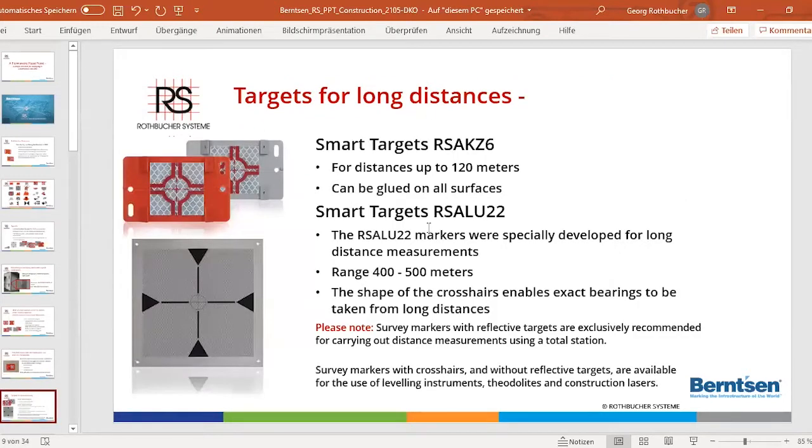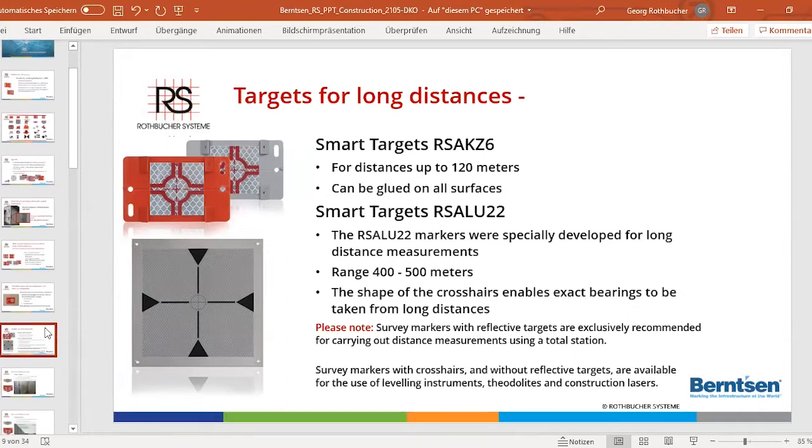So then we have other targets for longer distances. Because sometimes people, when they are at offset 0, don't want to switch to a prism, because they don't want to leave offset 0. That's why we also offer a target reflector in 20 centimeter size. That means you can use these targets up to 400-500 meters. And if you have a fixed point far away, it doesn't matter.